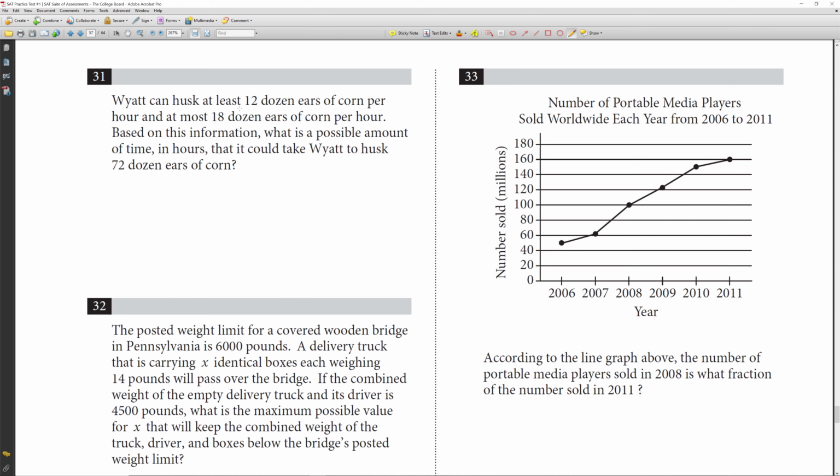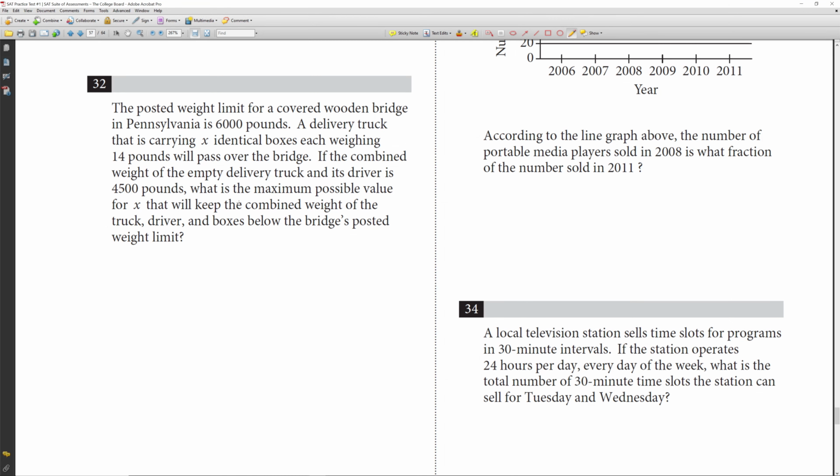Wyatt can husk at least 12 dozen ears of corn per hour, at most 18 dozen ears of corn per hour. So you have a minimum and a maximum. Based on this information, what is a possible amount of time in hours that it will take Wyatt to husk 72 dozen ears of corn? So at a minimum, if he does 12, it'll be 72 over 12, which is 6. And at the maximum, 72 over 18, which is 4. So anywhere between 4 and 6 hours. The answer is 5 hours, if you want to put that down. Awesome.